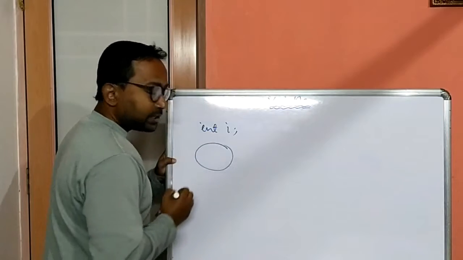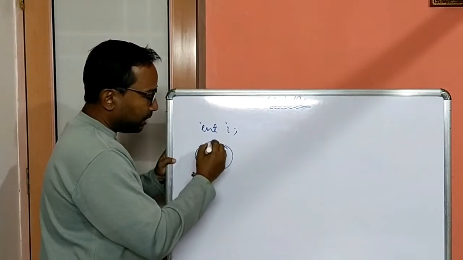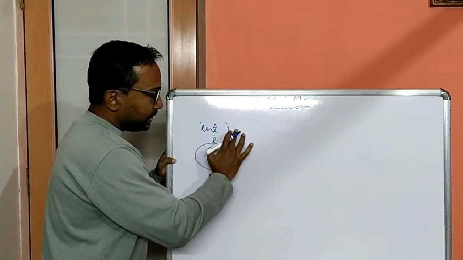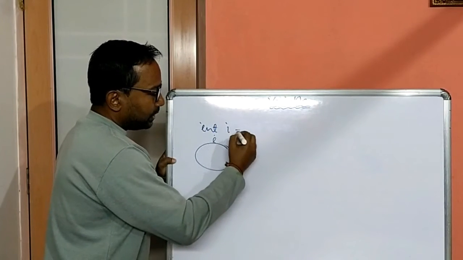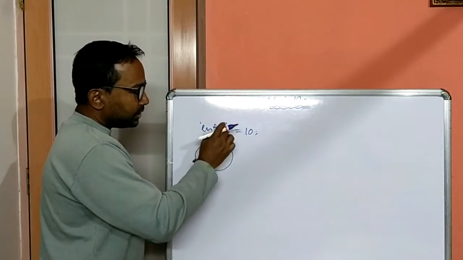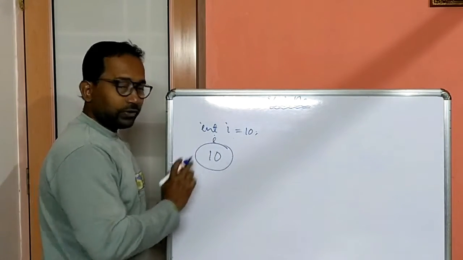So 4 bytes of memory area will be reserved for this i variable. The name of this variable is i, where we can store a value at the time of its declaration or afterwards. Like here I am giving 10. So 10 will be stored in this memory area, because this variable is a value type variable, we are storing a value.